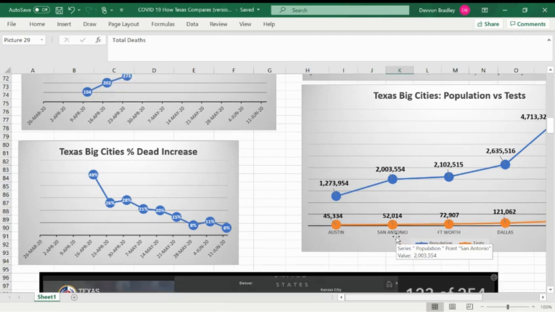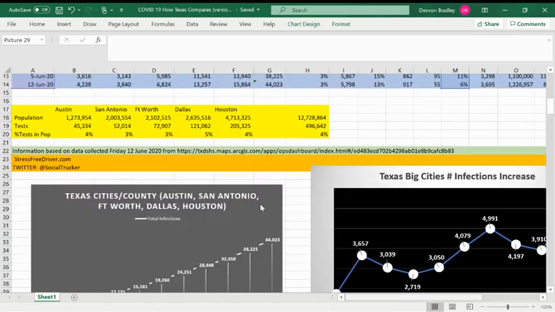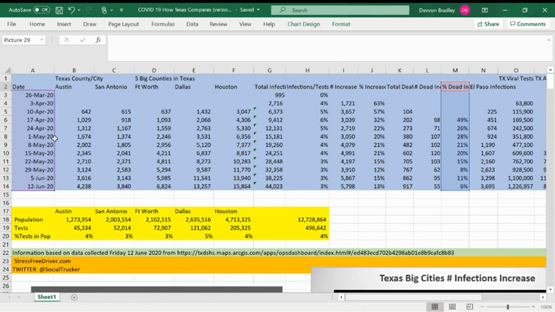Okay. And then this chart explains the percentage, just like I did with the infections, the percentage of dead increase, right? You can pause the video and look at that. But when we go back up here, you can see the dates and then the percentage of dead increase that's highlighted. I probably should have done that with the other charts, but you get the picture.